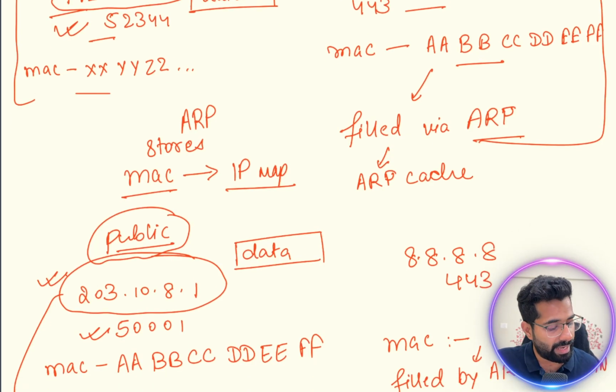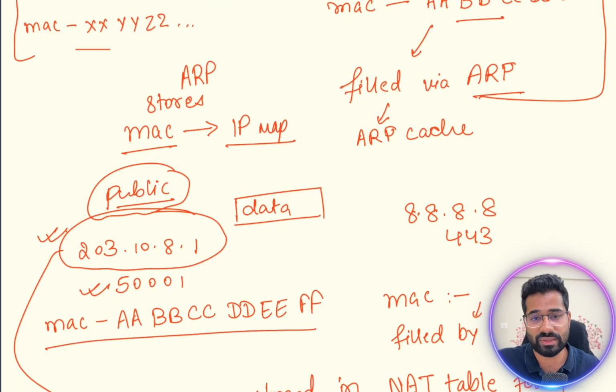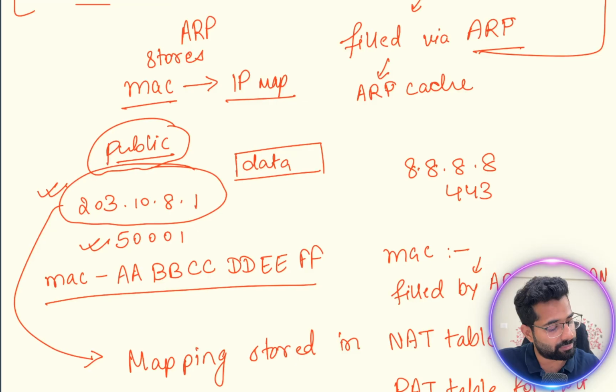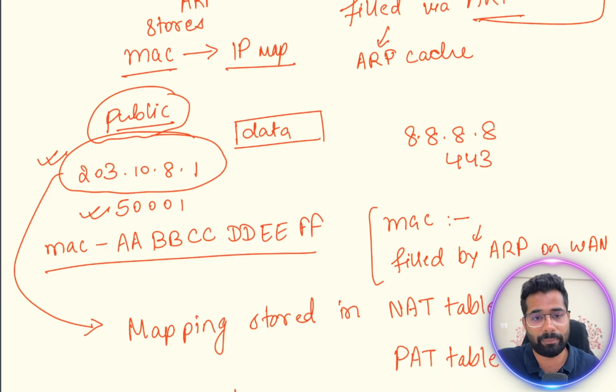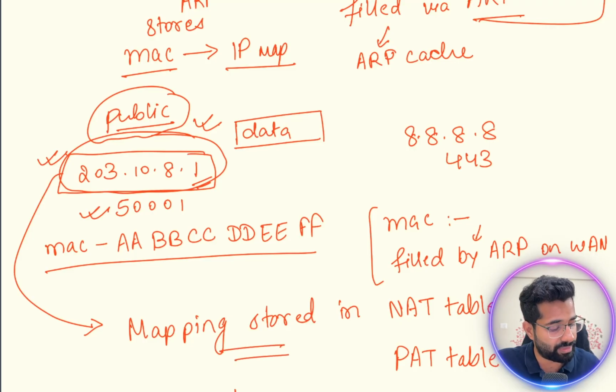It will use its own MAC address as the source MAC address, and it will make another WAN ARP request to get the next hop's MAC address. Using this next hop MAC address, it will be able to send the data forward. Now, when the response is coming back, the response will have this particular IP as the destination. How does the router know who to send this response back to? That is done with the help of the mapping stored in the NAT table.